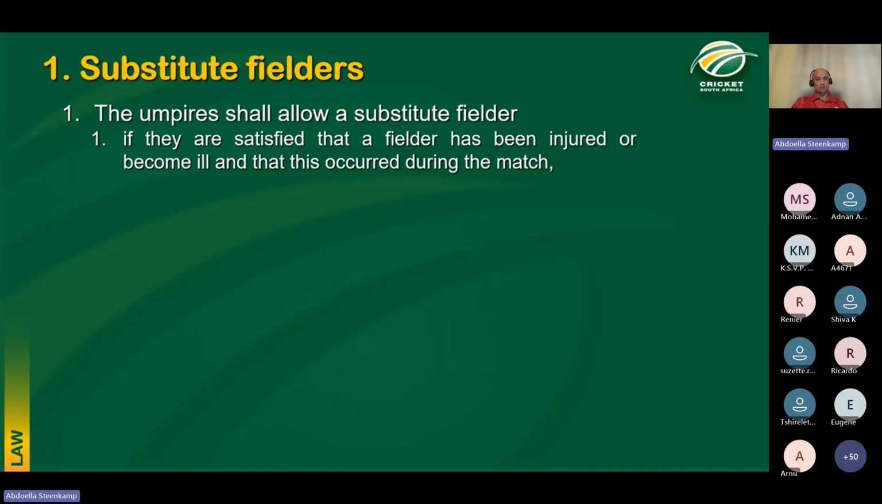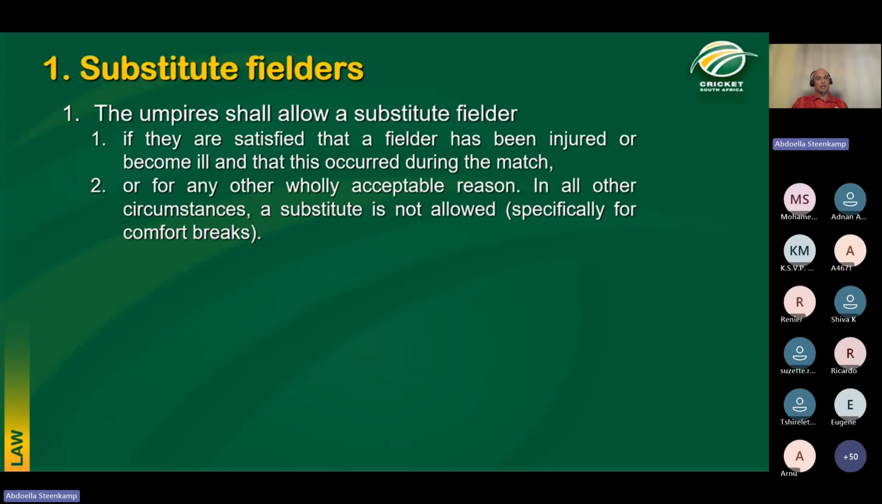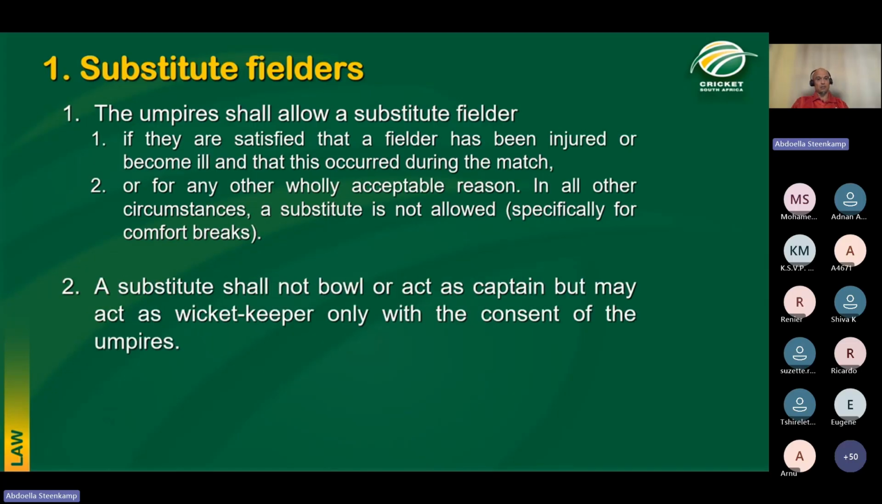The umpires are to allow a substitute fielder if the umpires are happy that a fielder has been injured or ill, and this injury or illness happened during this particular game. And if there's a wholly acceptable reason, umpires are also to allow a substitute fielder. What are the powers of a substitute fielder? The law tells us that if we do allow a substitute because a player became injured or ill, this substitute player cannot bowl, cannot bat, and cannot act as captain.